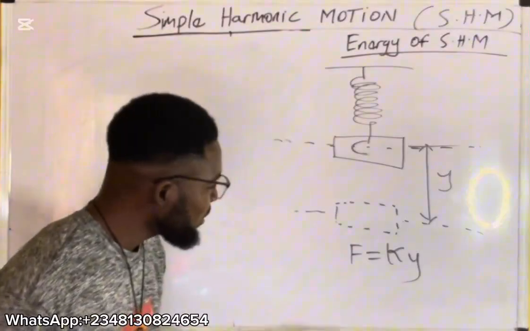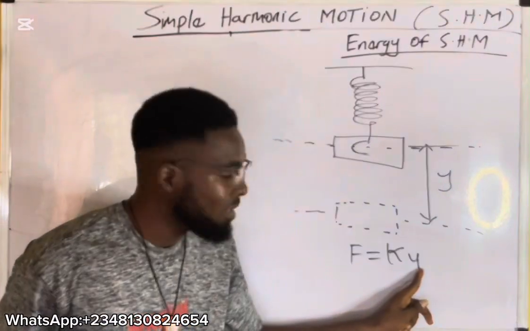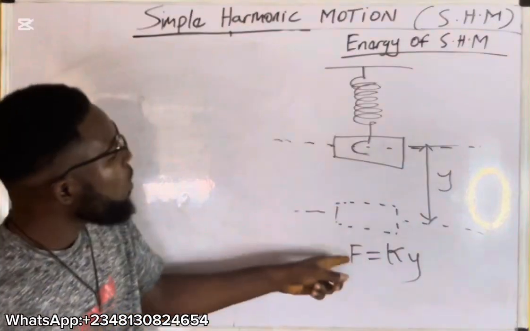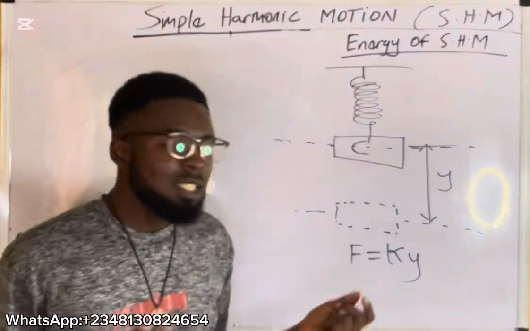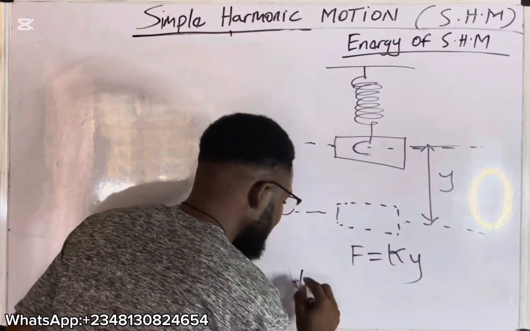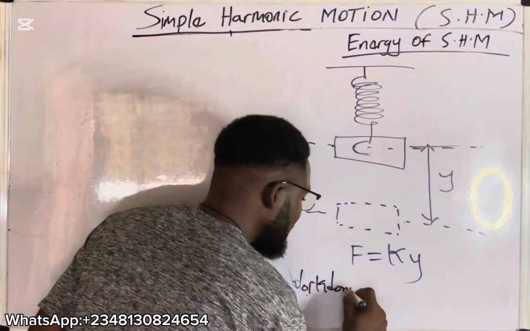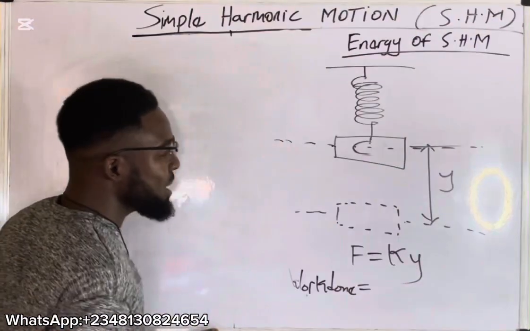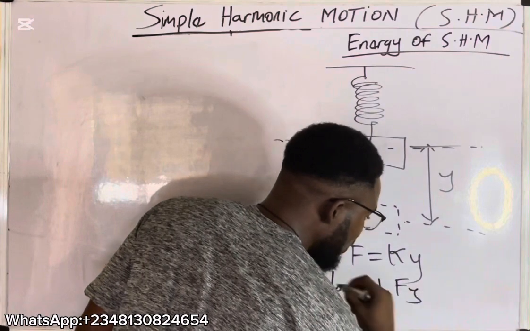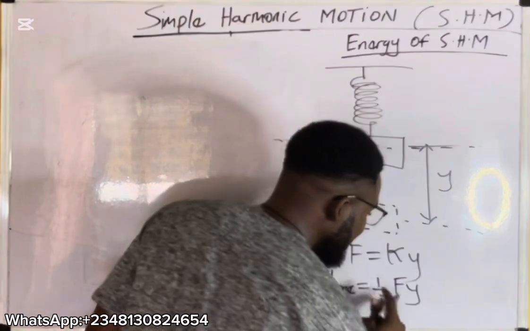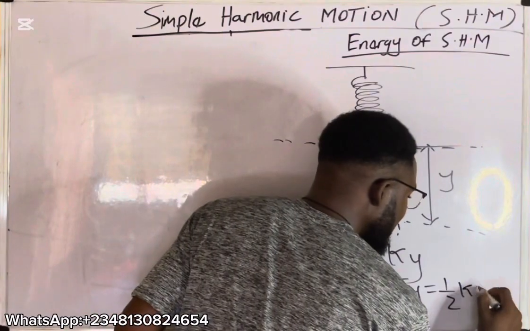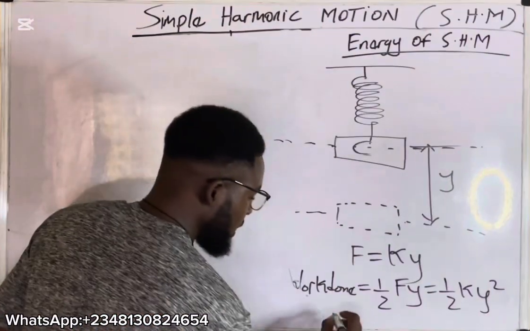So this is Hooke's law. Y is the extension. The force is directly proportional to the what? To the extension. Now, the work done of an elastic spring is equal to 1/2 Fy in this case, or the same thing as 1/2 Ky squared, which is the same thing as what?